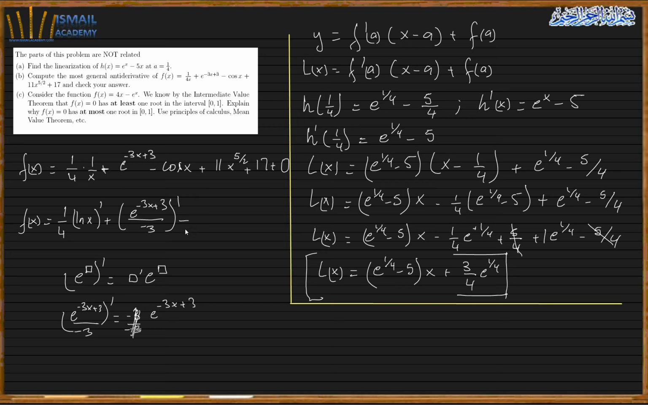Now, what is the function whose derivative gives me cosine? The function that has derivative cosine is sine. So I just need to substitute this by sine of x, prime.